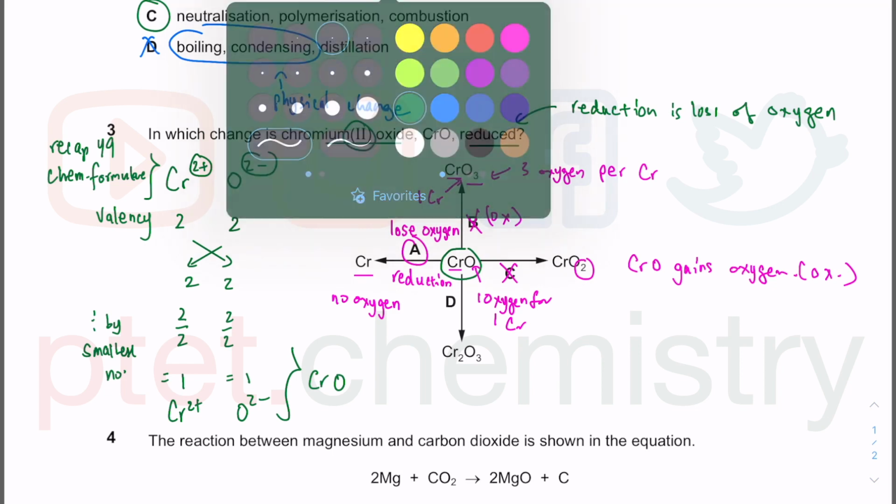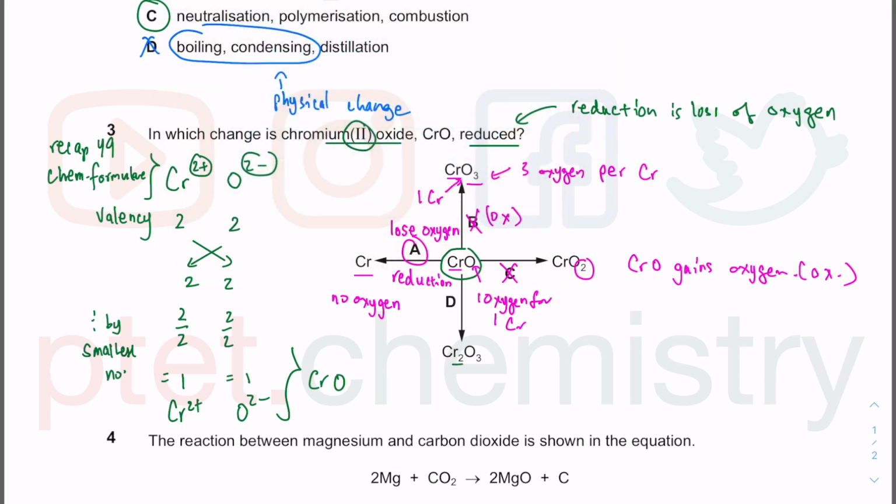How about the last one? This is a bit tricky because you have a 2 there. Because you have 2 chromium, you have 3 oxygen divided by 2 chromium, which is 1.5 oxygen for 1 chromium. So you go from 1 oxygen for 1 chromium to 1.5 oxygen for 1 chromium. That is going to be gain of oxygen, and gain of oxygen is oxidation. Which means D cannot be the answer. A is definitely our best answer, where you have loss of oxygen for each chromium.